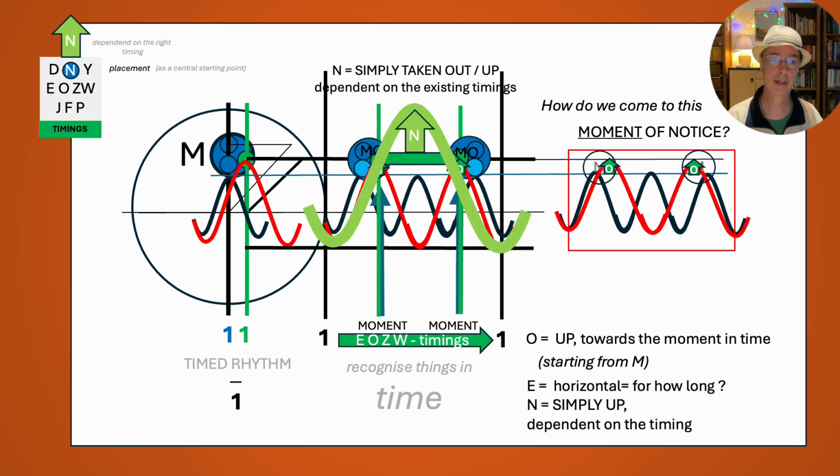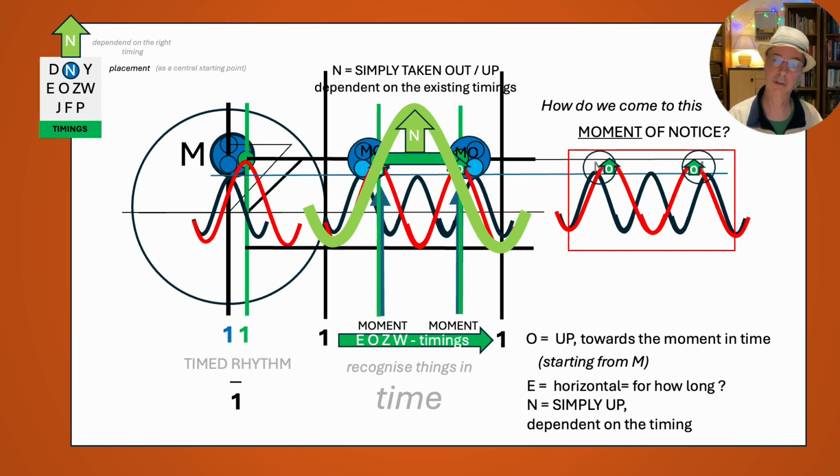The N, what is the N? The N will take out a placement, because we're going to place something. It's something new, a placement in time. We have a placement in time. The N is, there are 3 measurements in time: horizontal, vertical, and diagonal. Here it is about the vertical vision.